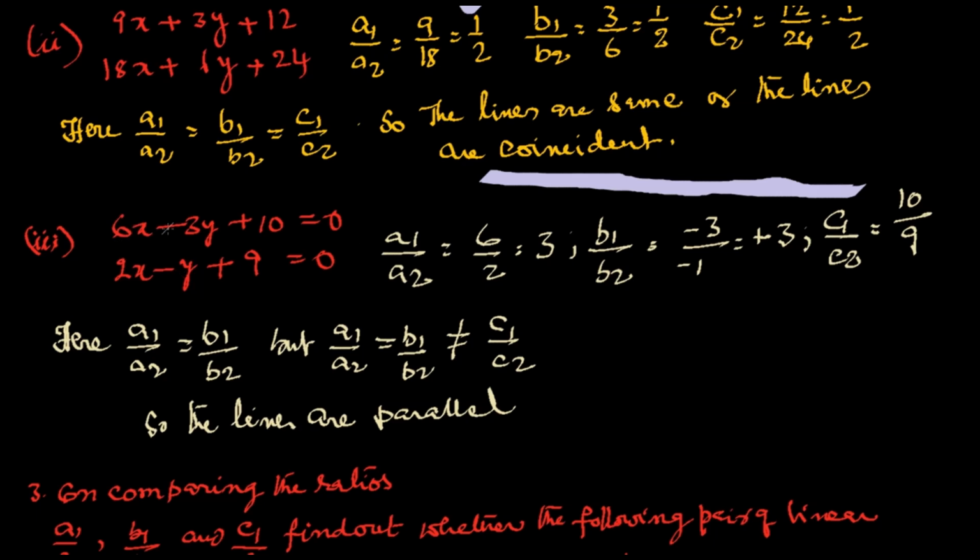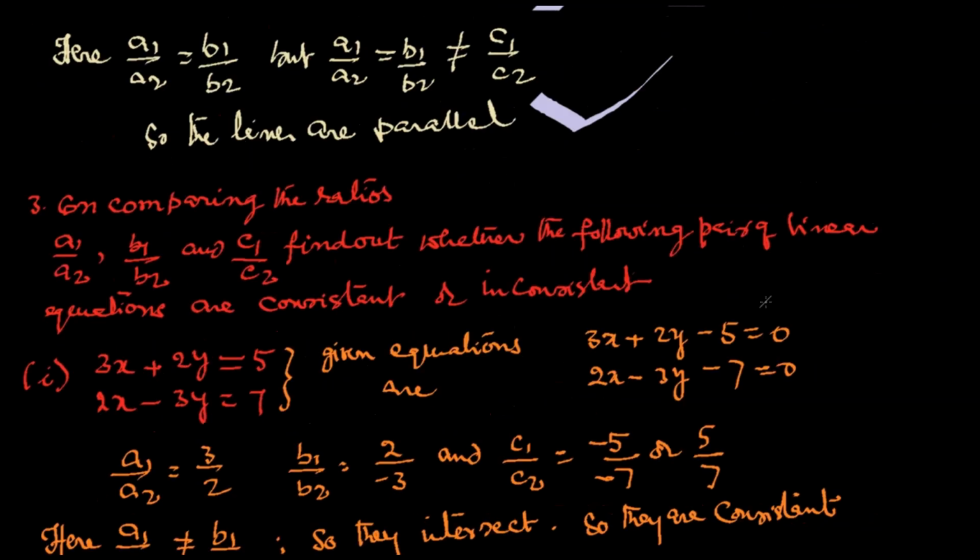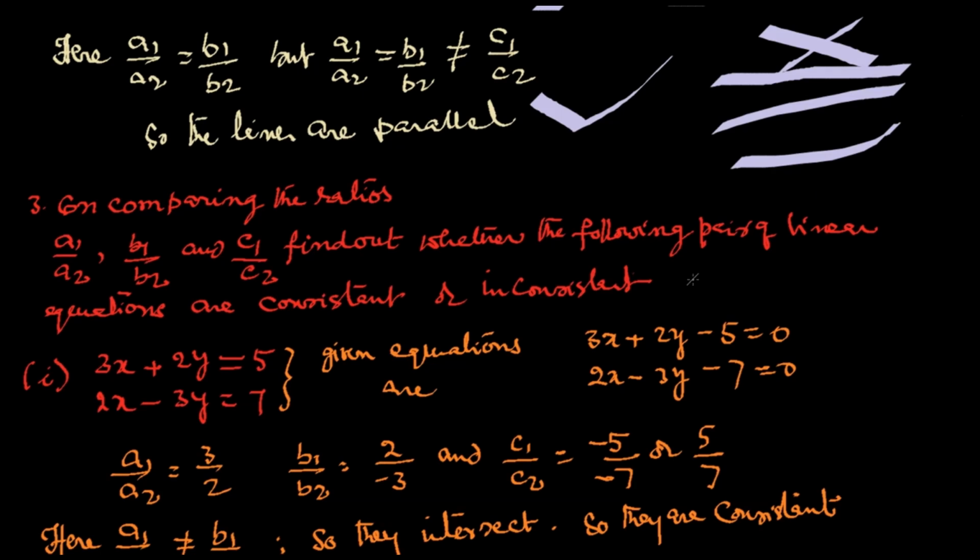Here you see 6x minus 3y plus 10 equal to 0, 2x minus y plus 9 equal to 0. a1 by a2 is 3, b1 by b2 is also 3. But a1 by a2 and b1 by b2 are not equal to c1 by c2, so they are parallel. If a1 by a2 equals b1 by b2 but is not equal to c1 by c2, they are parallel. If a1 by a2 equals b1 by b2 equals c1 by c2, they are coincident. Coincident means they are consistent. Intersecting means they are consistent. But parallel, they are inconsistent.